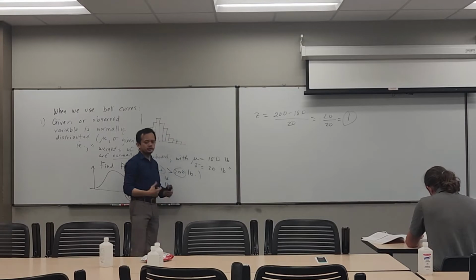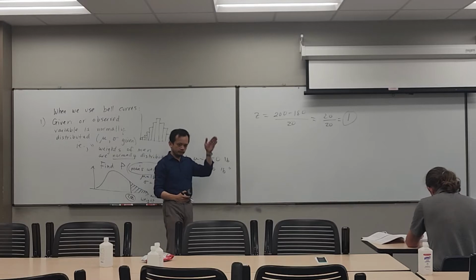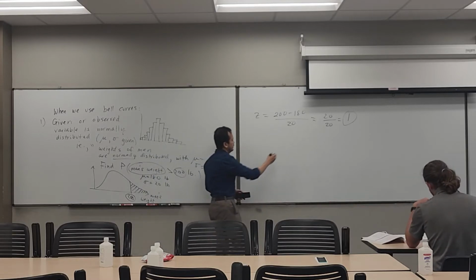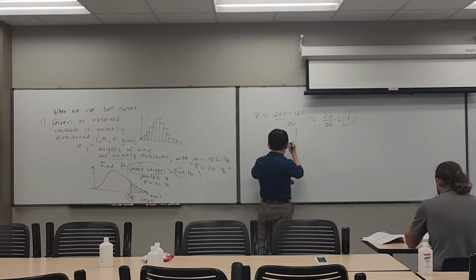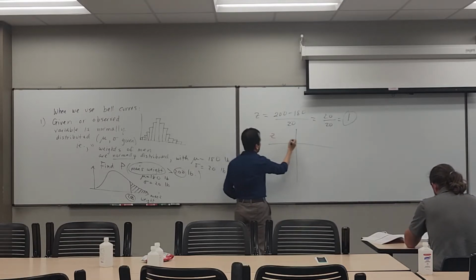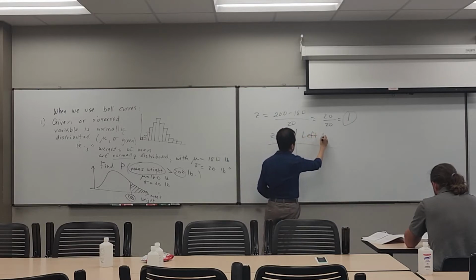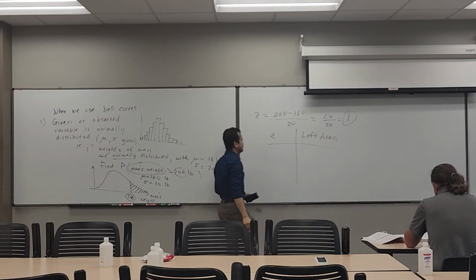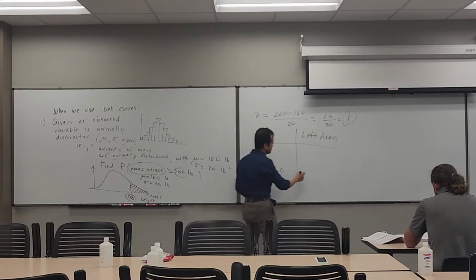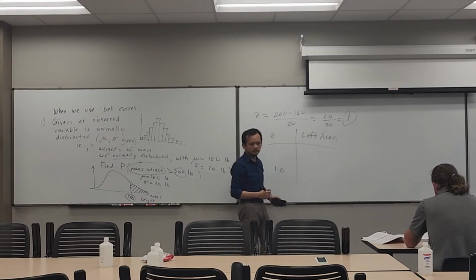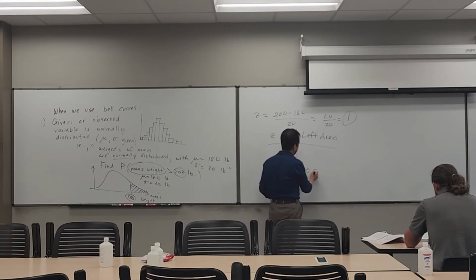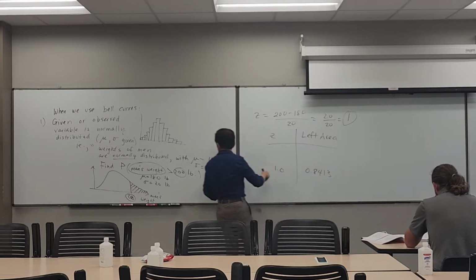So then what we do is, we said that there was a relationship between z-scores and area to the left of the z-score, laid out through a table for you. So in this case, we're looking for a z-score of 1, and then we're going to look for the total area to the left of that. So what does the table give us? 0.8413. That's the left area.